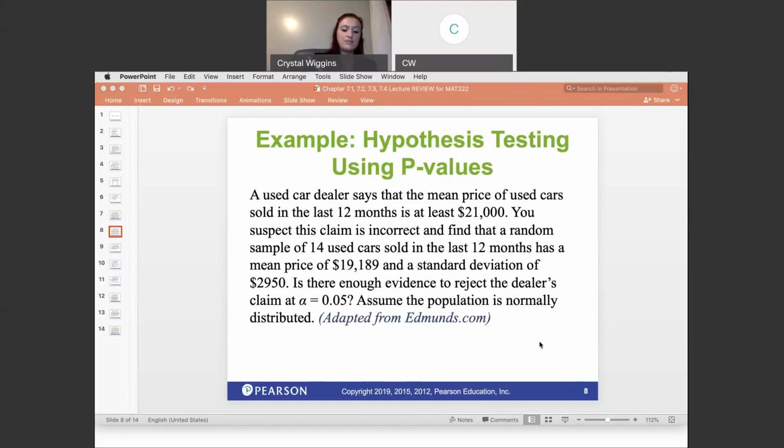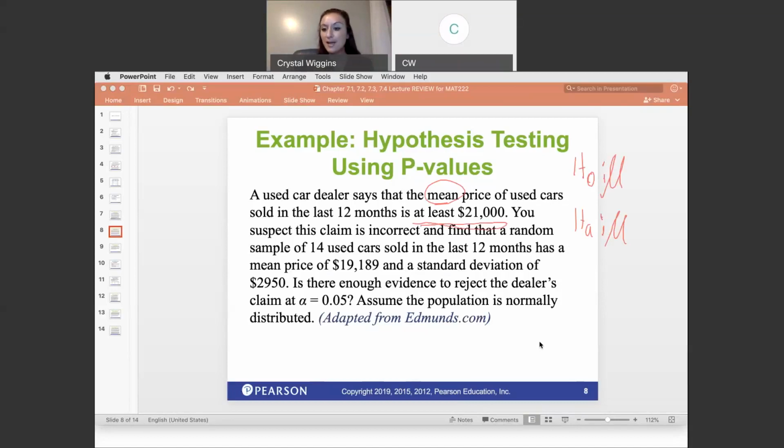So we need to do our setup. We have the null and the alternative hypothesis. We are still in the means, so we're still using mu. If we were in proportions, we'd use p. We have to identify the claim. Claim is at least 21,000.